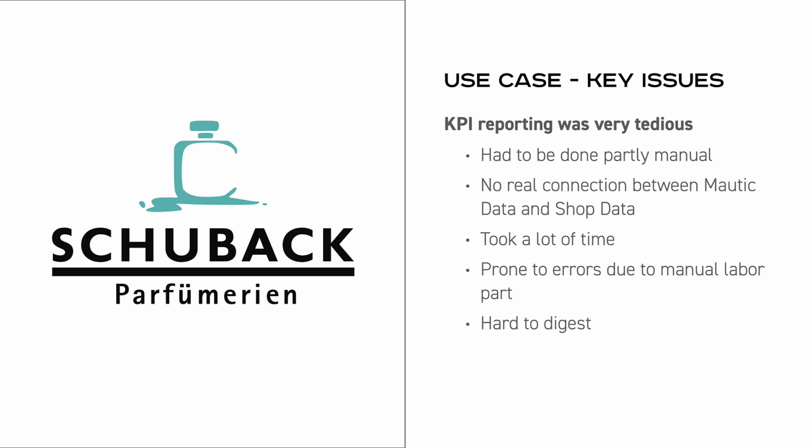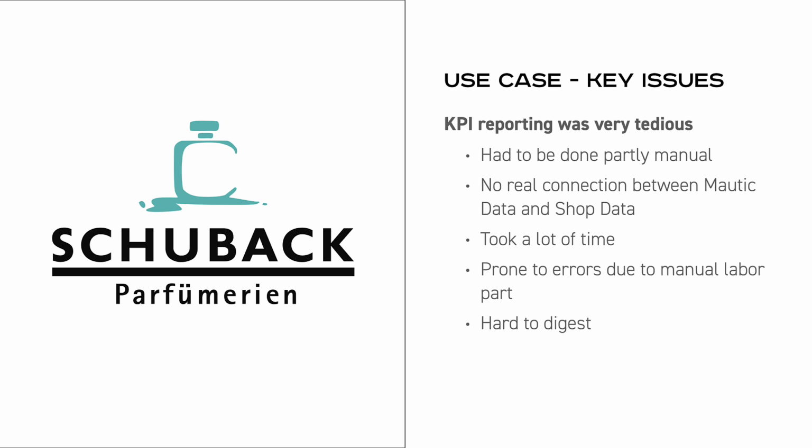They had to do it partly manual. They had no real connection between the Mautic data and the shop data. Both data had to be pulled manually every time they wanted a new report, which obviously took a lot of time. And it was very prone to errors because if they made a mistake pushing or pulling the shop data, they had to do it 2 or 3 times when things just went bad.